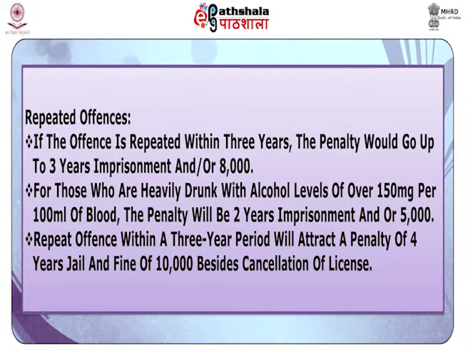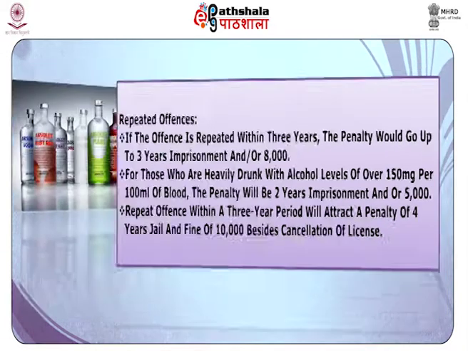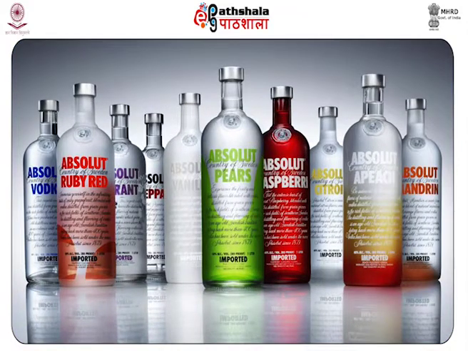and or 8,000 rupees for those who are found heavily drunk with alcohol levels of over 150 milligram per 100 ml of blood. The penalty will be 2 years imprisonment and rupees 5,000. Repeat offence within a 3-year period will attract a penalty of 4 years jail and fine of 10,000 rupees besides cancellation of license. Next, moving on to alcohol advertisements.